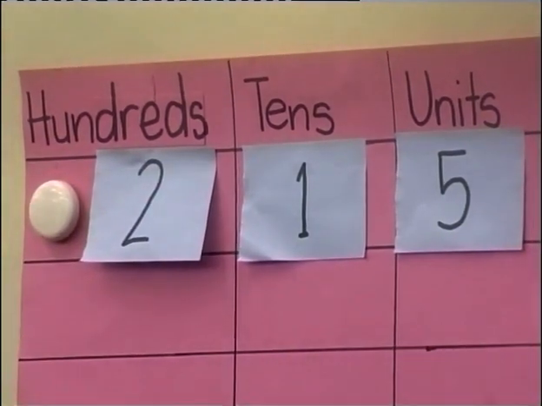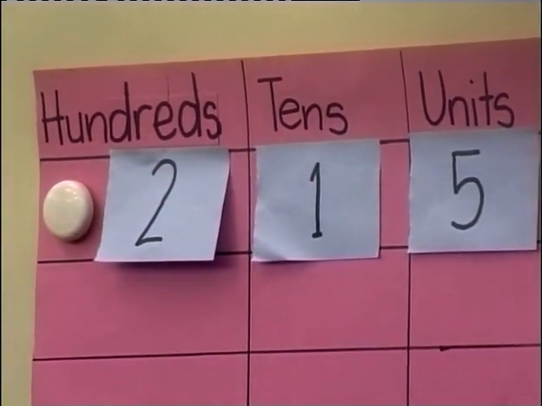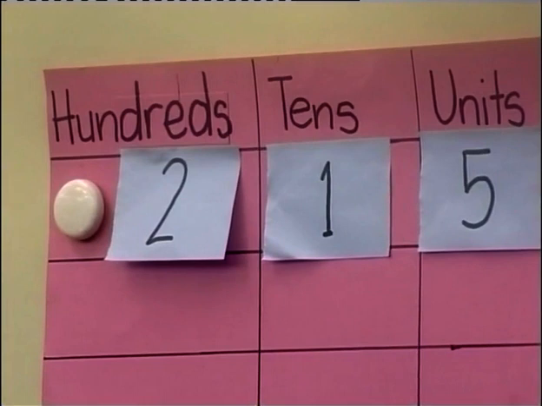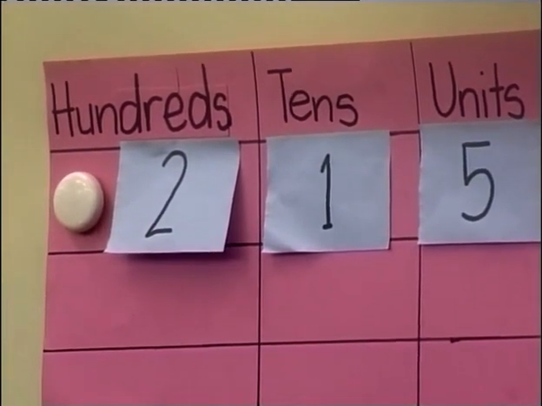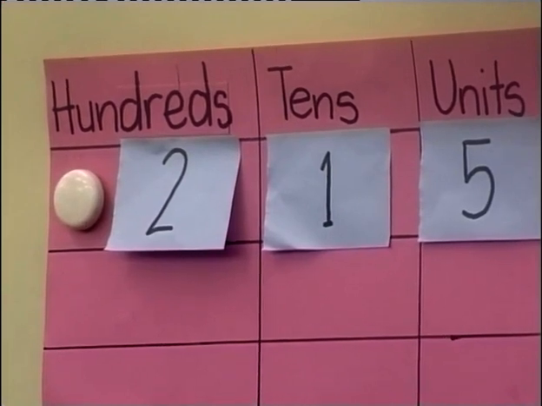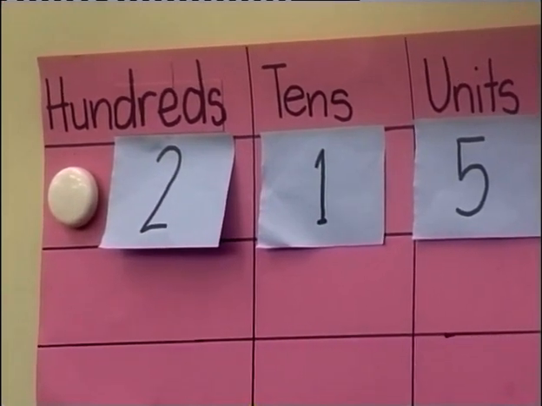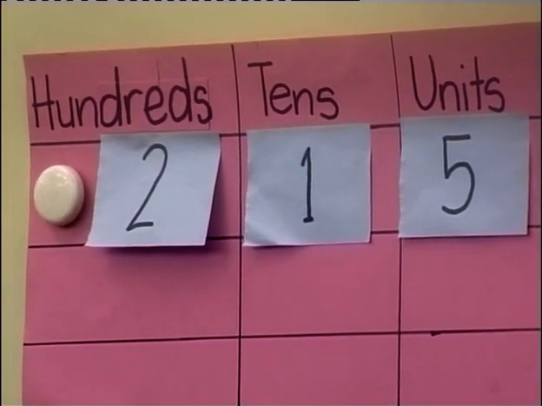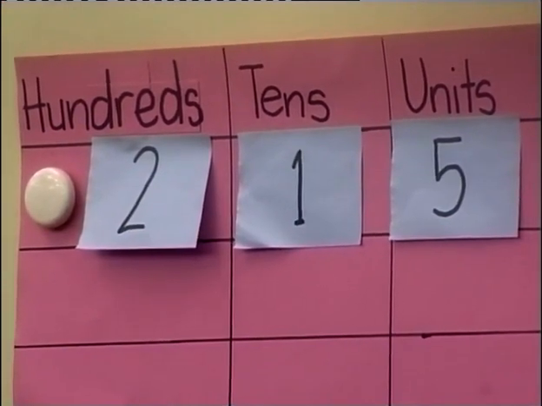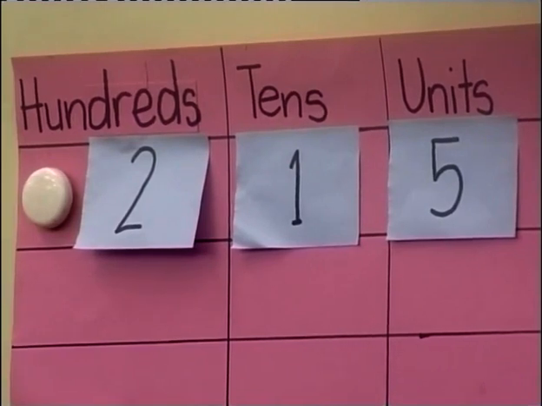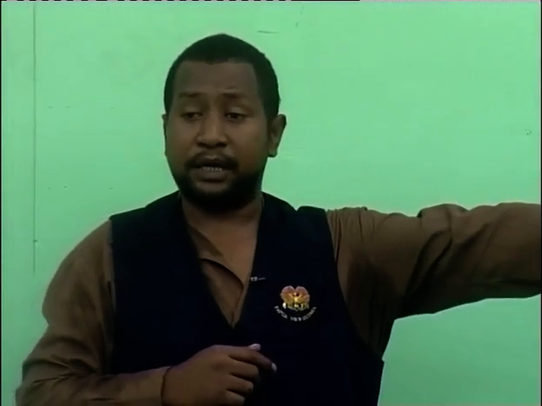Okay. Class, we have our numbers on the place value chart. Ladies and receiving students, what's the problem with the numbers which I put on the place value chart? Is there any problem? Yes. Who can tell me? Who would like to come and rearrange the numbers and place them correctly?